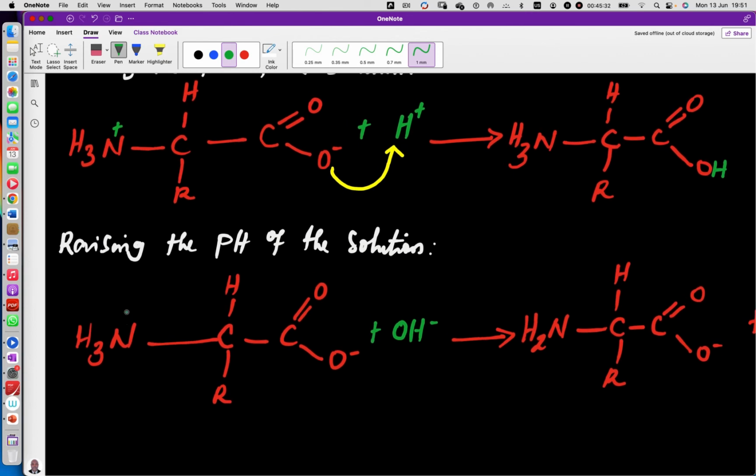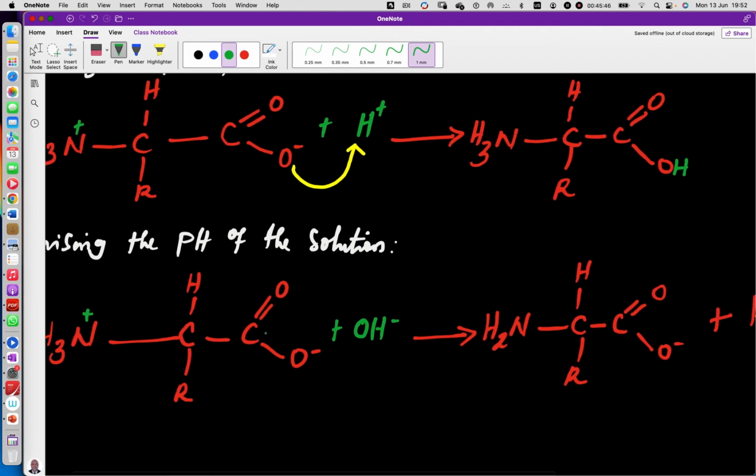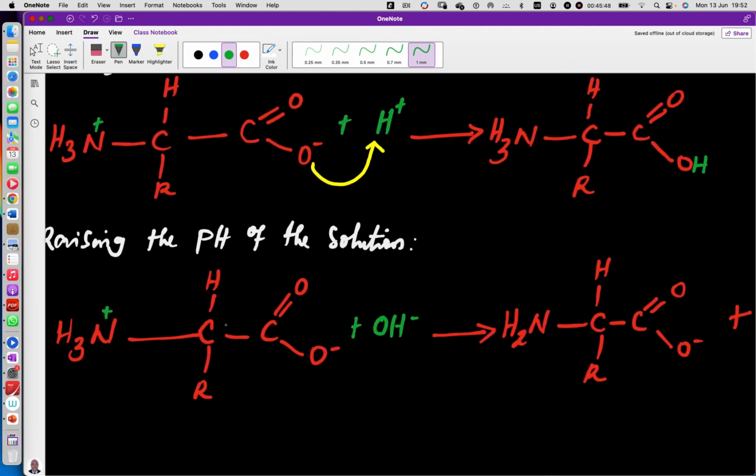Okay, raising the pH of the solution. In raising the pH of the solution, this is what happens. Let me explain it. If the pH is raised by adding a base, the OH is the base.